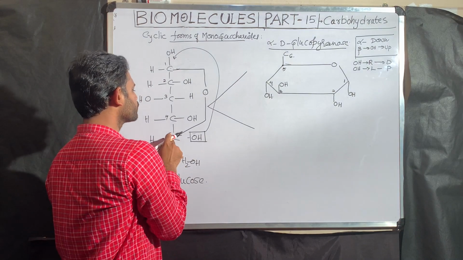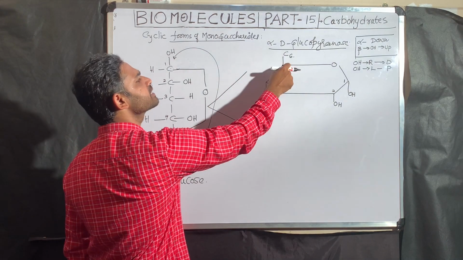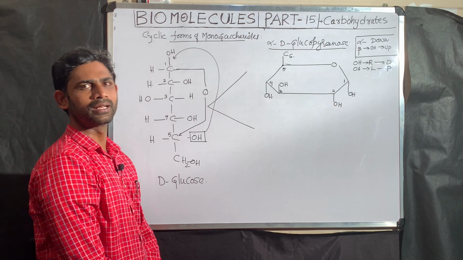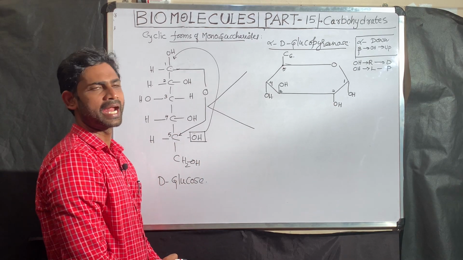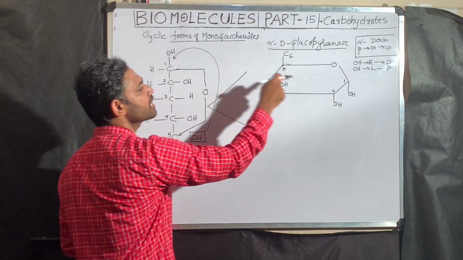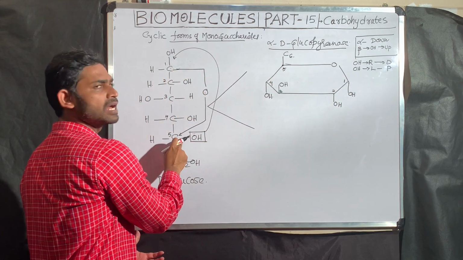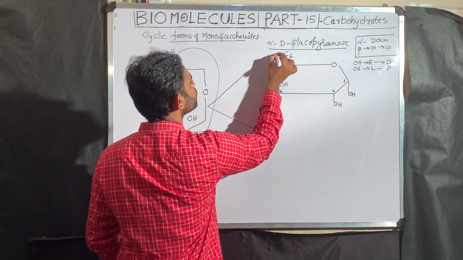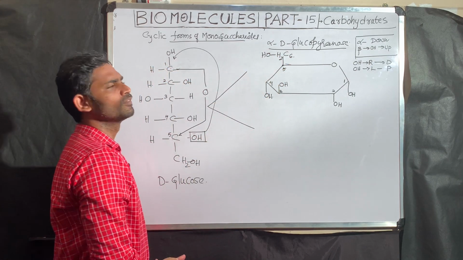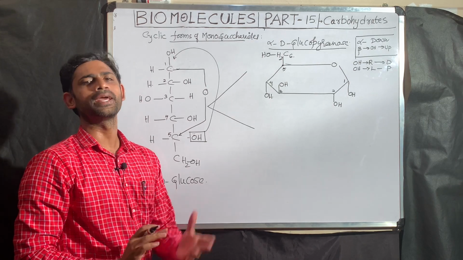So there is no OH group on the last symmetric carbon atom, because while the ring is forming, the OH group on the last symmetric carbon atom is shifted onto the functional carbon. Now this is already over. Next this one, CH2OH. This is a simple structure of alpha D-glucopyranose.